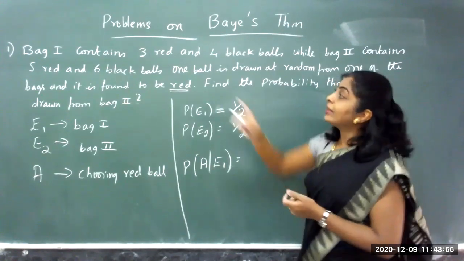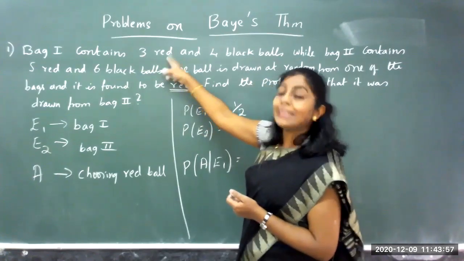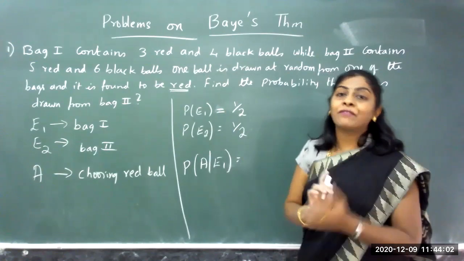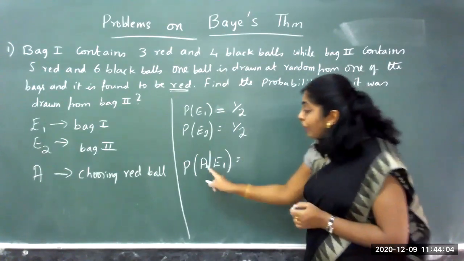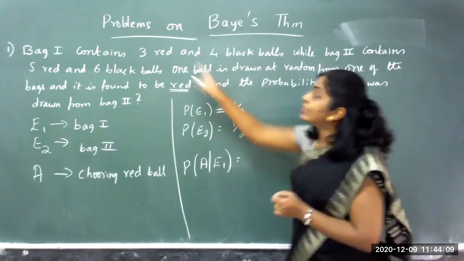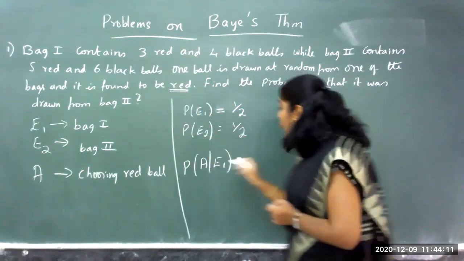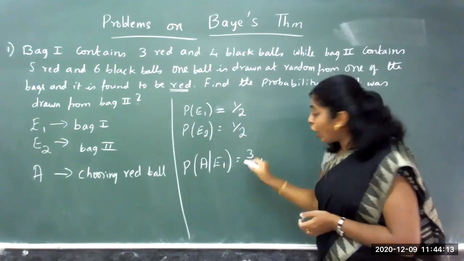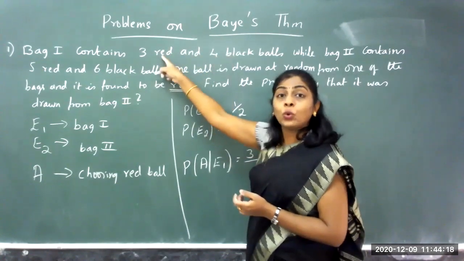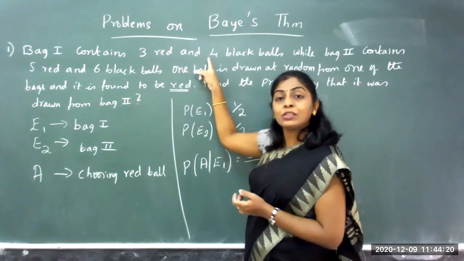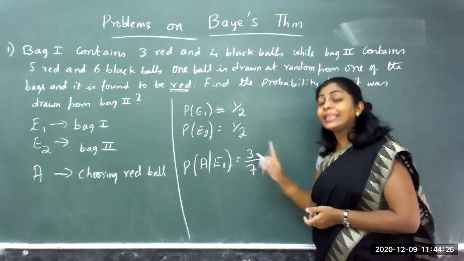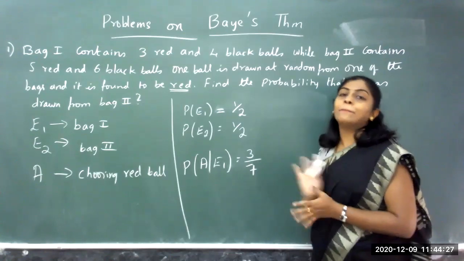Now in bag 1, how many balls are there? 3 red and 4 black. Totally 3 plus 4, there are 7 balls. But what are the chances of picking only a red ball from bag 1? There are only 3 red balls, so 3 red balls I can pick out of the total number. What is the total number of balls? 3 red plus 4 black, that is 7. But favorable is only 3.